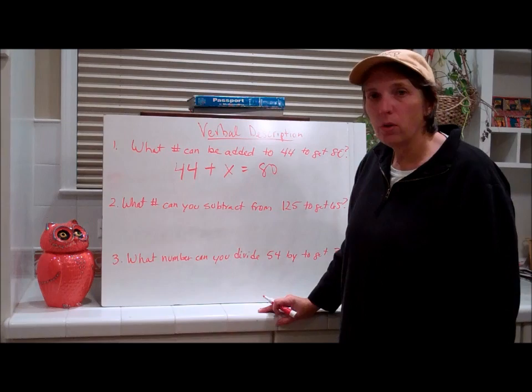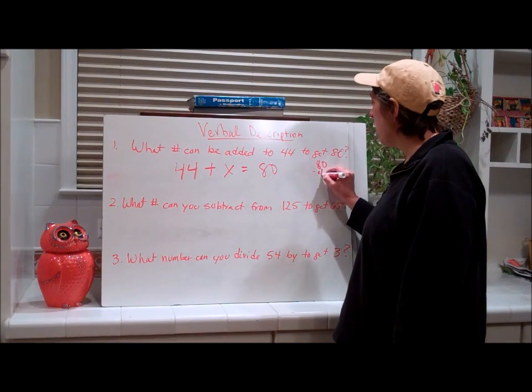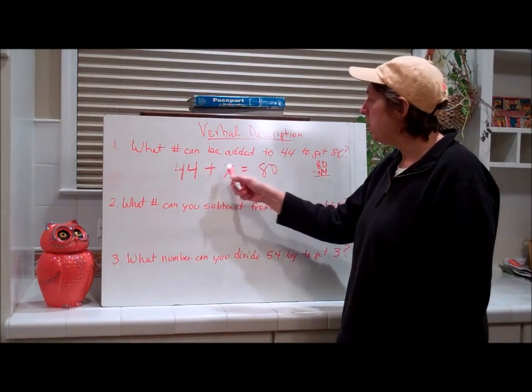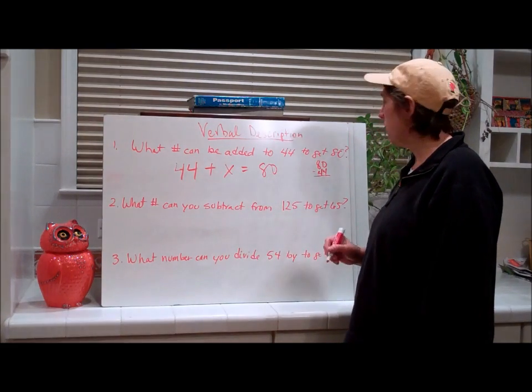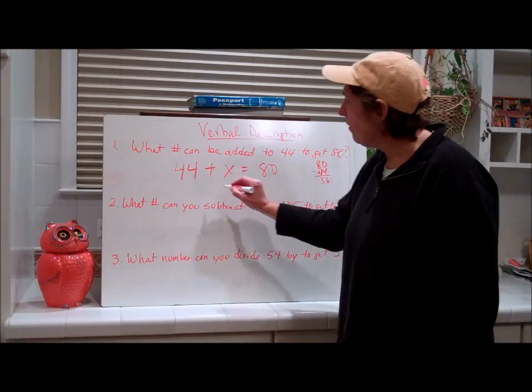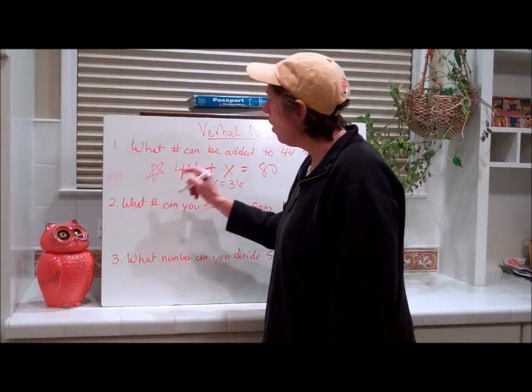Now you're going to come over here if you need to, and on the side you're going to go 80 minus 44, because if these two numbers add up to get 80, then I should be able to subtract 44 to find out what x is. So I get 36. I have to write my answer underneath. This is the way you show your answers.